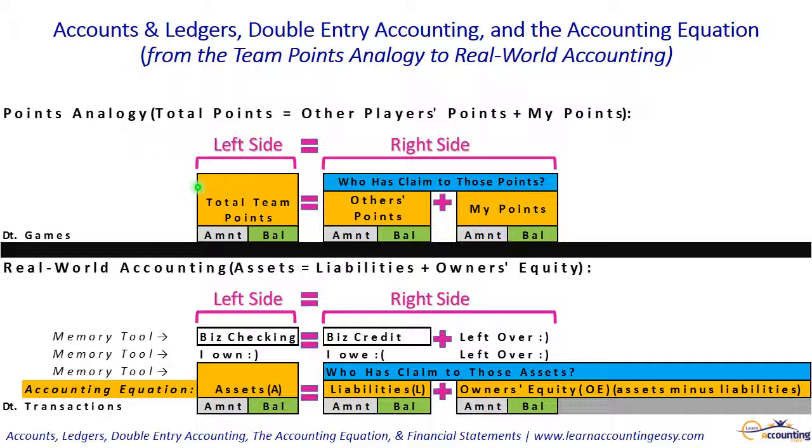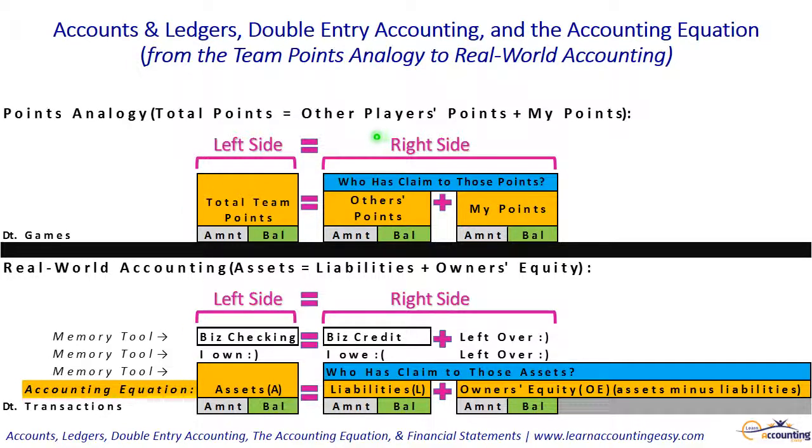So instead of total team points on the left, now we have assets. This is total assets. And like we learned earlier, assets are simply stuff the organization owns. So it could be cash, vehicles, buildings, so on and so forth.